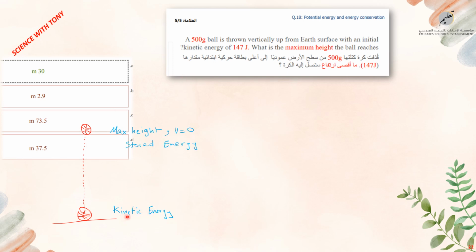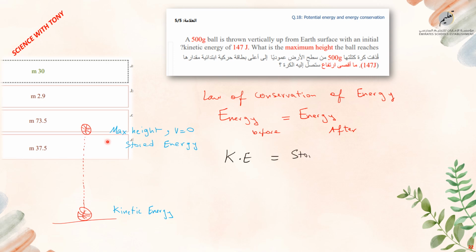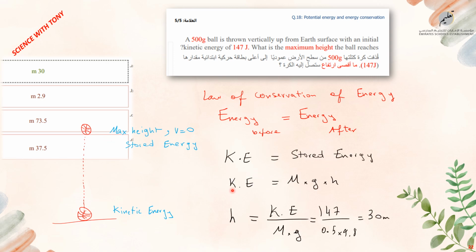Of course, when you throw the ball it has a high kinetic energy, and it starts to lose that energy and transform it to another form of energy, which is called stored energy, where the velocity is equal to 0. So we have to calculate the height in that case. We need to apply the law of conservation of energy. The energy before you throw the ball is equal to the energy at the highest point. So the kinetic energy is equal to the stored energy. The kinetic energy, which is half mv squared, is given here as 147, so it's equal to mgh: the mass of the ball, which you have to convert to kilograms, multiplied by gravity, multiplied by h. So h in this equation is the only unknown. After arranging the equation, h will be 30 meters.